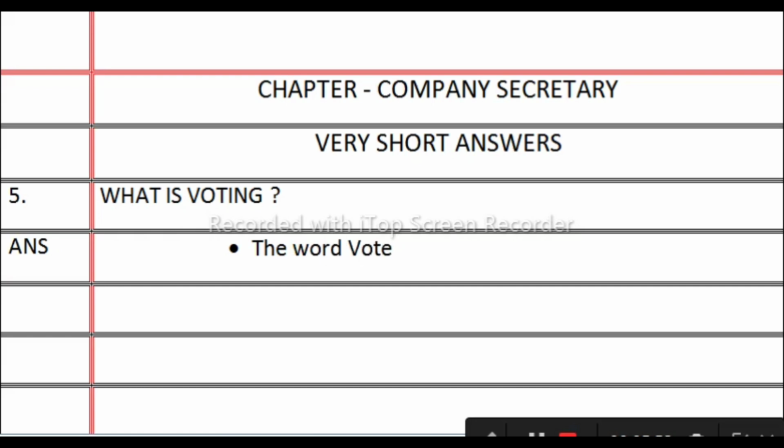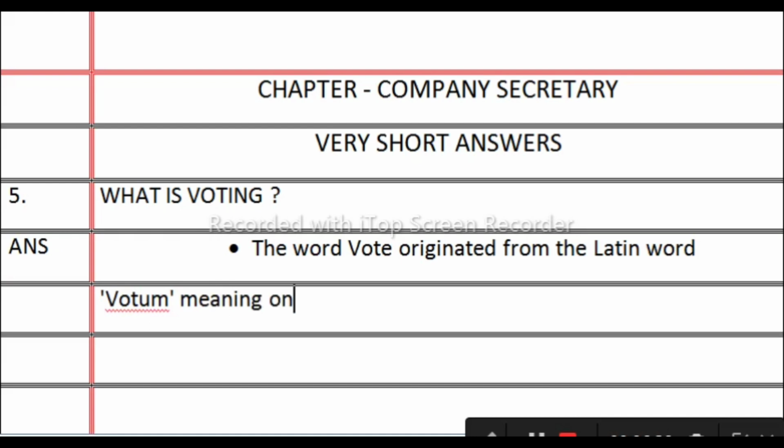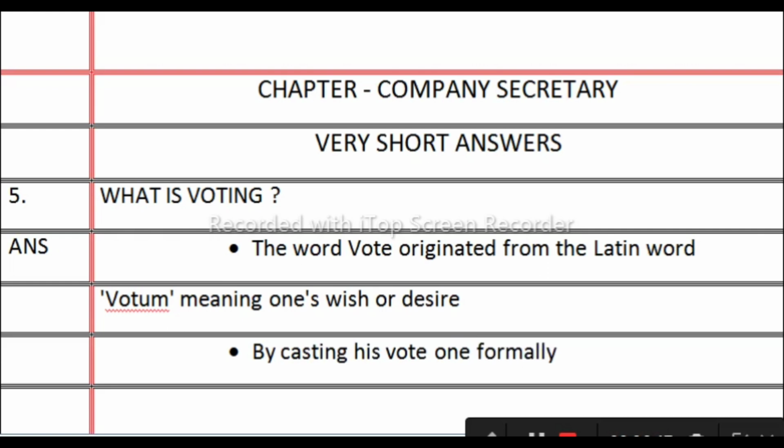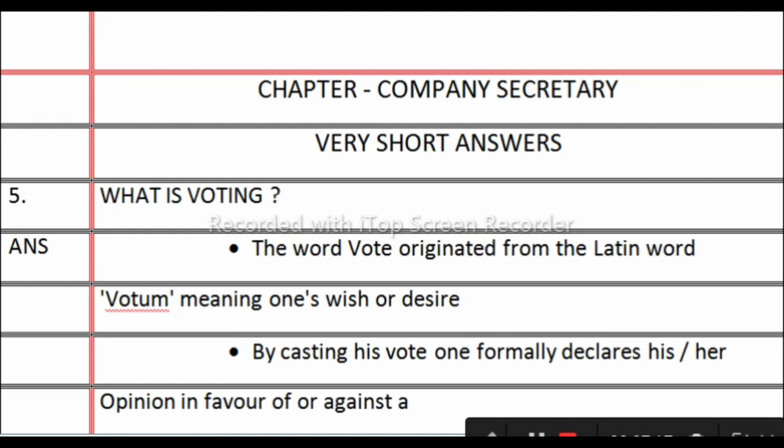The next question which we are going to see is what is voting. The term vote originated from the Latin word votum, which means the desire or the wish of a person. Here, a vote is where one formally declares his opinion regarding an issue in a particular meeting of a company, that is, whether the shareholder is in favor of or not in favor of that particular issue.